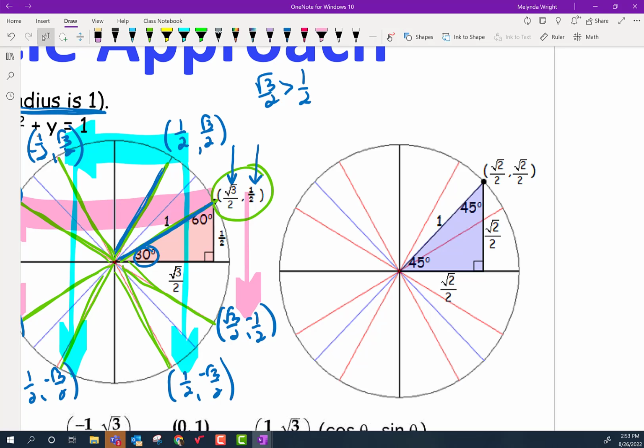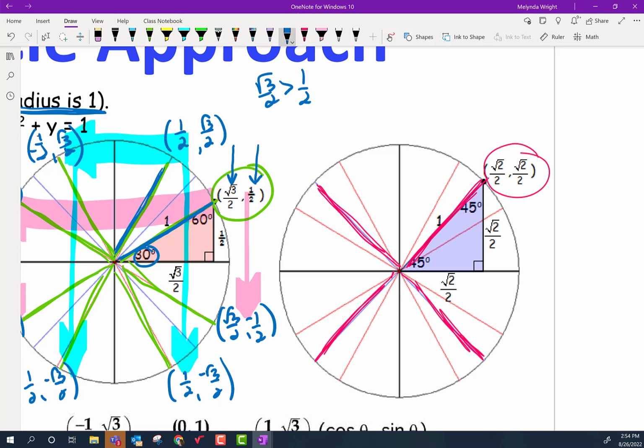So the 45, 45, 90s are these right here, right? There's only one in each quadrant. Let's do pink. There's this one, this one, this one, and this one. Okay, one in each quadrant. Now, the thing about these is they're always root 2 over 2, root 2 over 2. There is no decision to make except for the correct sign. That's it. Just the correct sign.